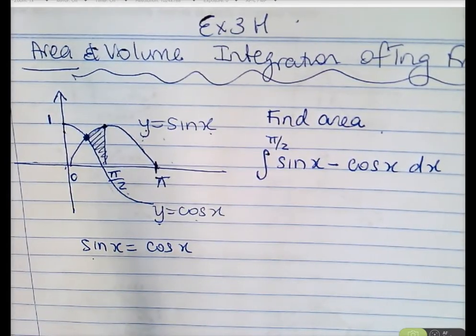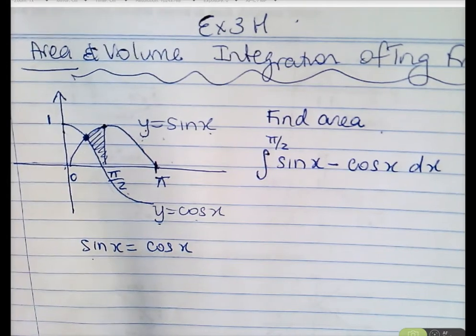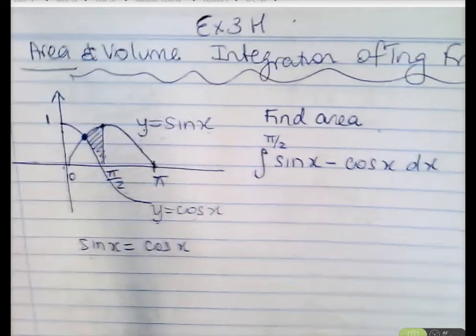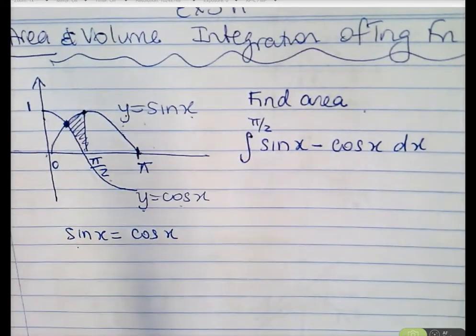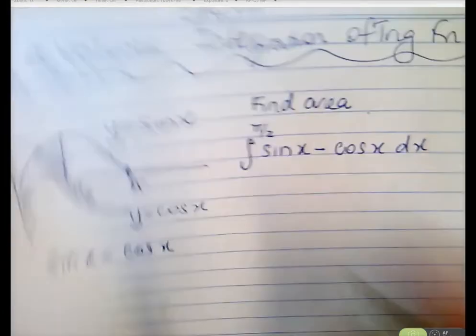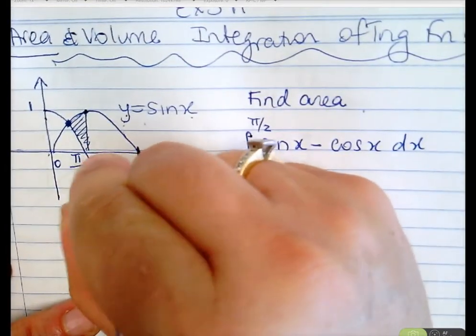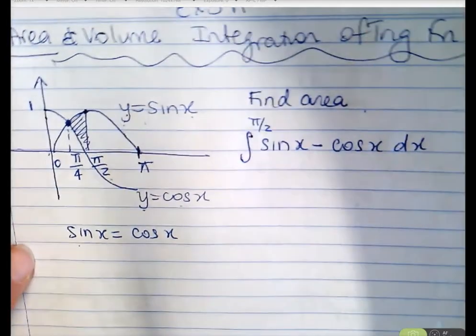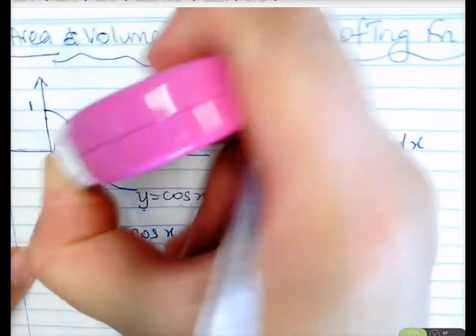No, so it's not 30 or 60. What's sine 45? 1 on root 2. What's cos of 45? All right, the point of intersection is pi on 4. They did say it, but they may not say in an exam. They did give it to you, but we're going to do it anyway.